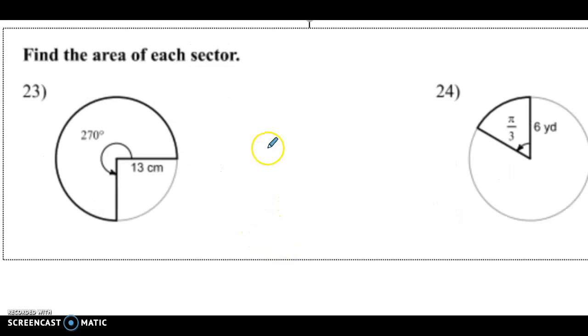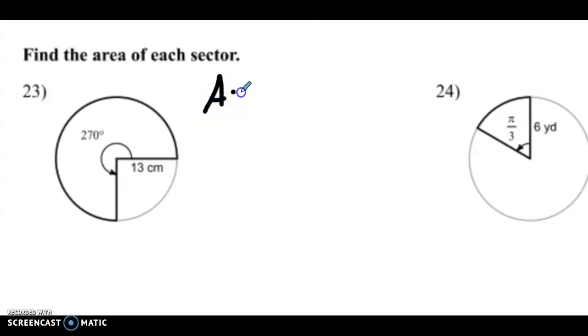The next ones are finding areas of sectors. So we're going to use our area formula. And because it's given in degrees, I'm going to use the formula that uses degrees. So that's theta over 360 times pi r squared. So it's basically the piece or the portion of the circle. So whatever the angle of the circle is, times pi r squared, which is the area of the circle.